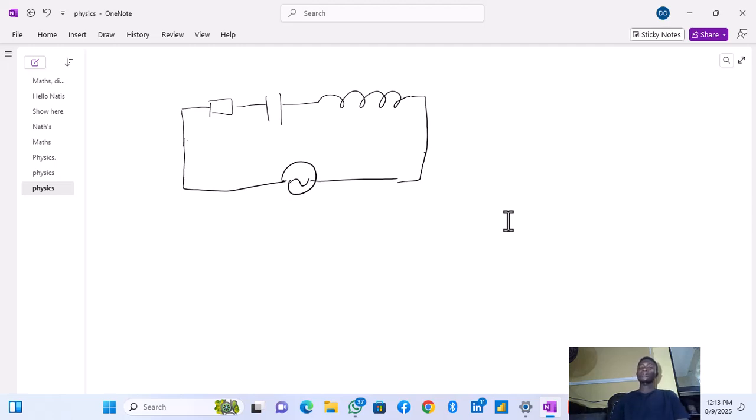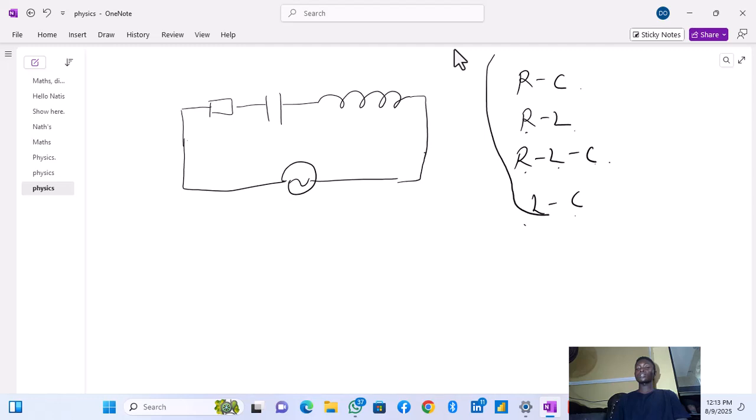Now there are basically different types of circuits you can have. You can have an RC circuit, an RL circuit, and an RLC circuit. That is a resistor-capacitor circuit, a resistor-inductor circuit, and a resistor-inductor-capacitor circuit. You can also have an LC circuit, an inductor-capacitor circuit, connected together in series. So these are the four types of circuits, because basically there are just three components, and this is the way I can combine them.